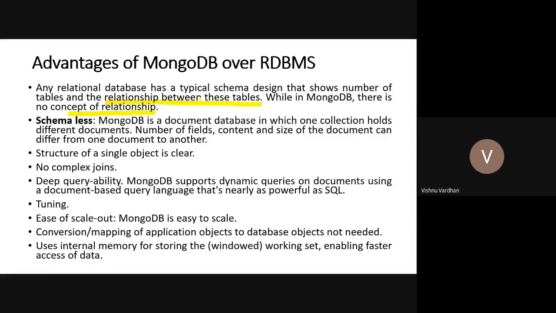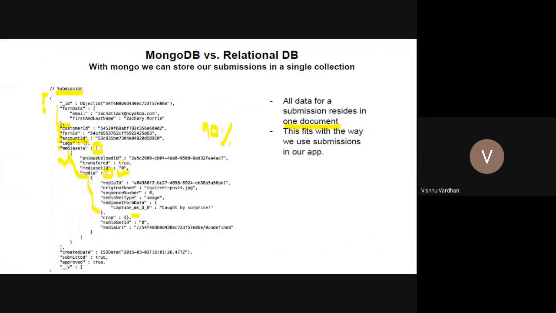Then, schemaless. MongoDB is a document database in which one collection holds different documents. The number of fields, content, and size of the document can differ from one document to another. It is not necessarily the case that you have common functionality. Suppose this is the product information. The product information for a particular object may look like this, and for the second object, it may completely differ from the previous object.